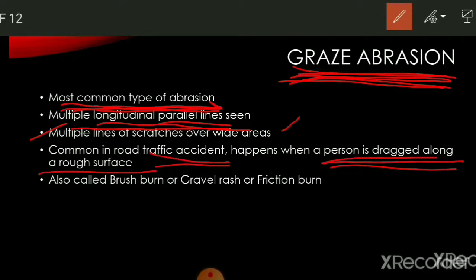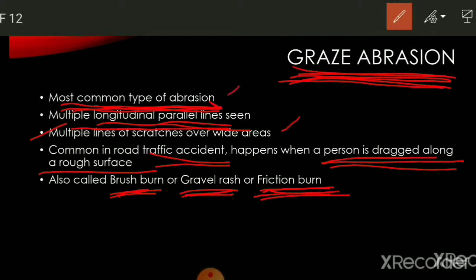The other names of graze abrasion are brush burn, gravel rash or friction burn. These are the three names associated with graze abrasion. We use them synonymously. So these three can also be asked instead of graze abrasion. These three names can be given in the question: friction burn, gravel rash and brush burn.